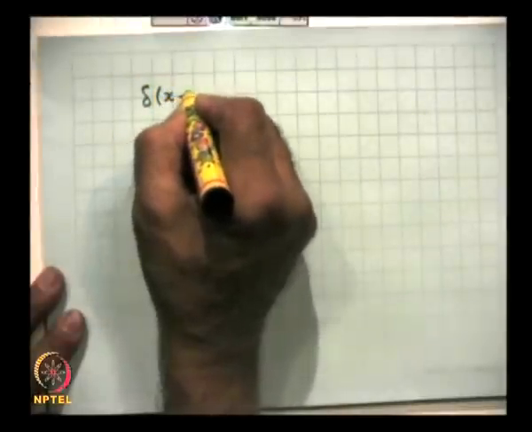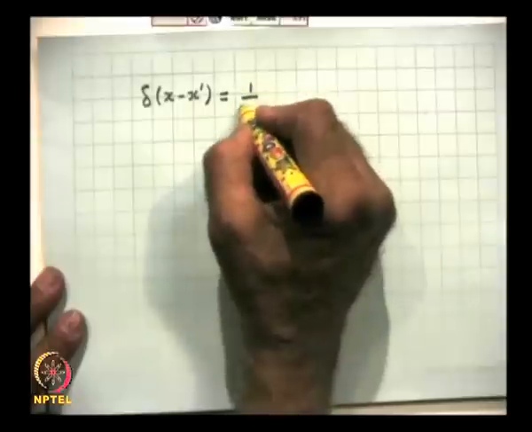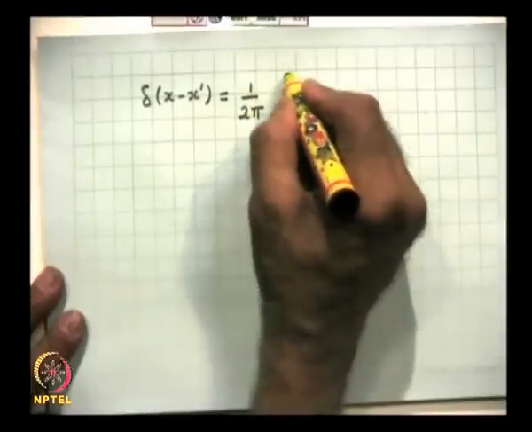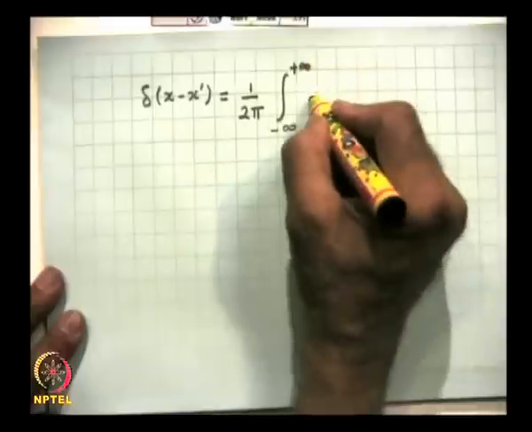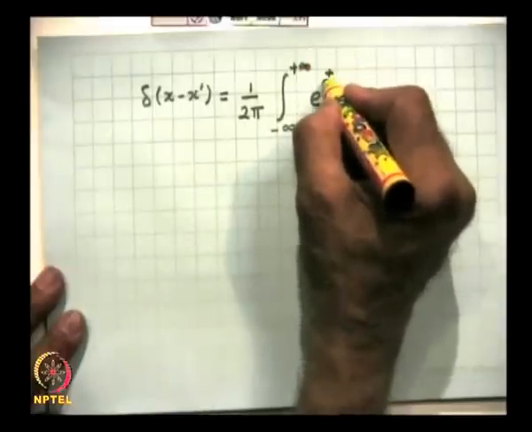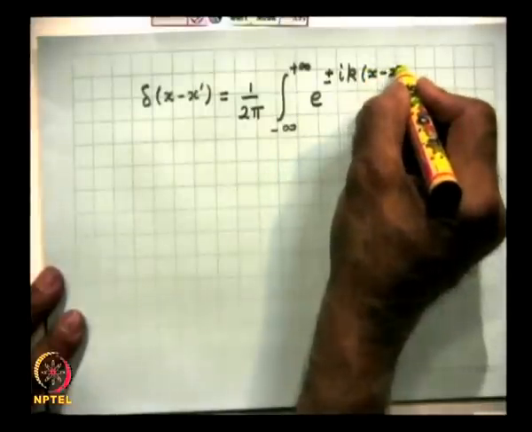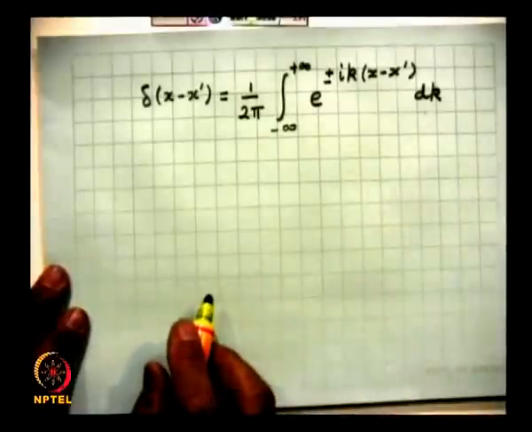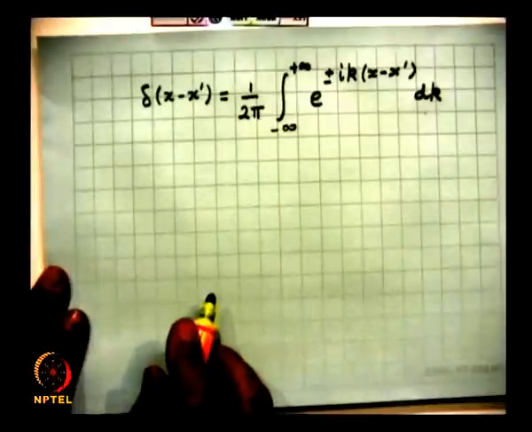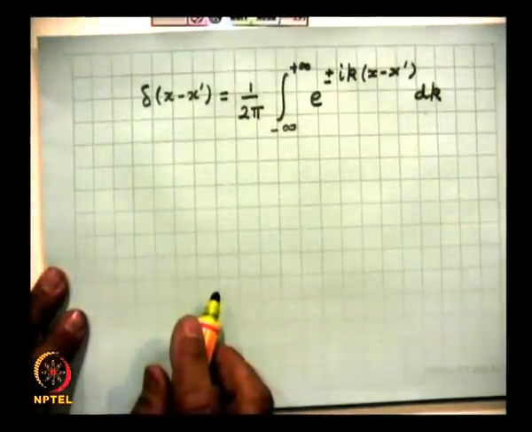We had said that the integral representation of the Dirac delta function was given by 1 over 2 pi, integral from minus infinity to plus infinity, and there can be both a plus sign as well as a minus sign, e to the power of i k into x minus x prime into d k. So, this is known as the integral representation of the Dirac delta function.